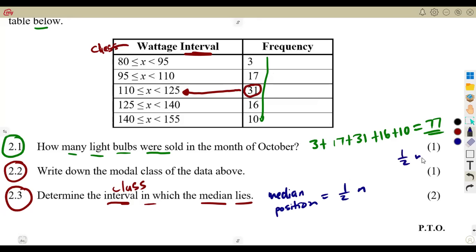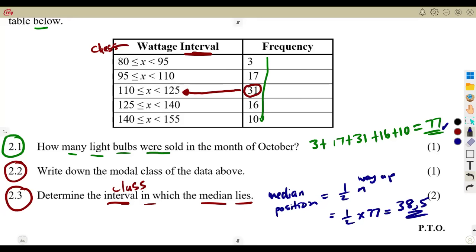There's no need for us to use half of n plus 1. Yes, you can do that, half of n plus 1. It does not even affect. You're still going to have the same answers. But it is just halfway up for the grouped information, meaning to say it is half of the total frequency that we are given. N representing the total frequency, which is 77. This is the position that we are supposed to be talking about. So that's 38.5. That is the position where the median is going to lie.